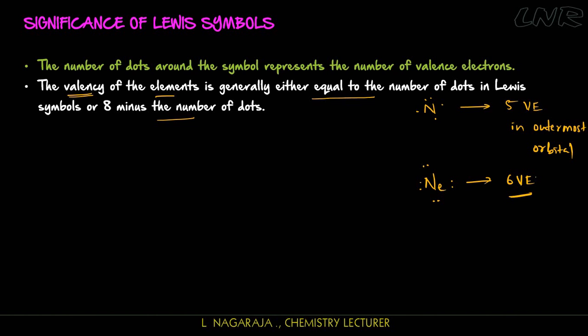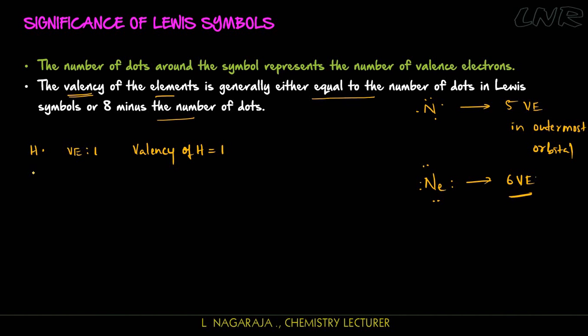For example, let us take the first group elements, that is hydrogen. This hydrogen contains only one dot. So that indicates that valence electrons in the hydrogen atom is 1, and the valency of hydrogen is also 1, because the valency of the hydrogen atom is equal to the number of dots.